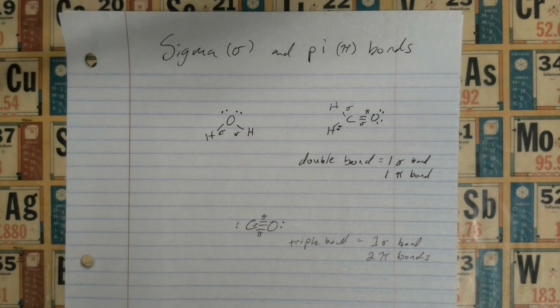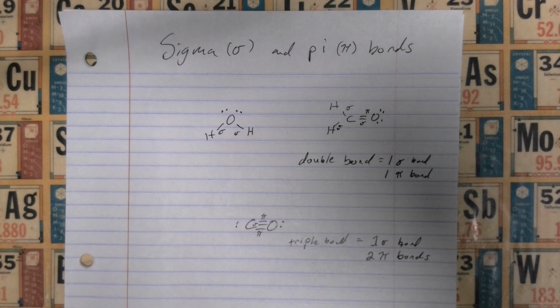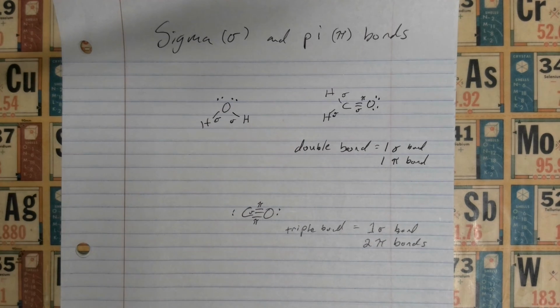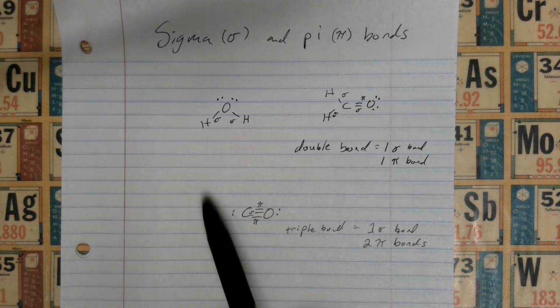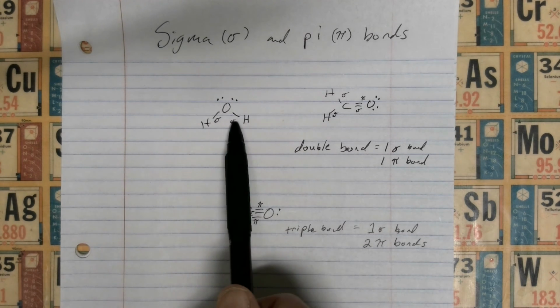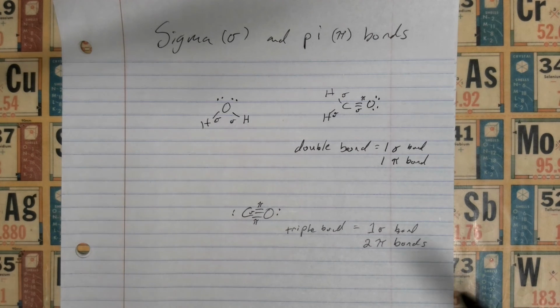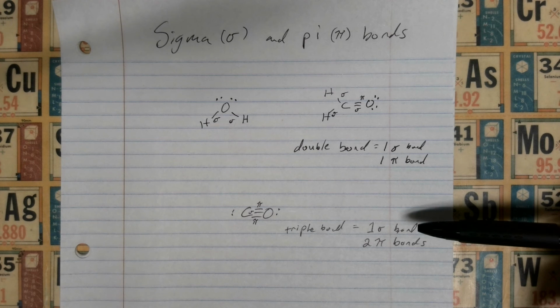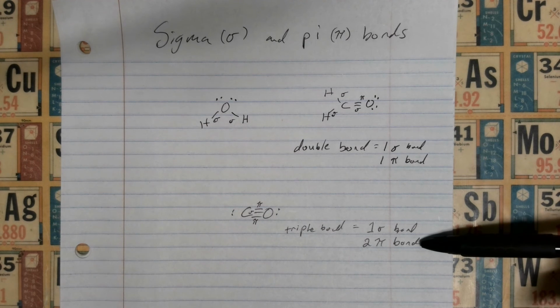Whenever you might be asked to determine how many pi bonds are in a given molecule, or how many sigma bonds, again, just normal single bonds count as sigma bonds. The only pi bonds occur when we're doing double bonds or triple bonds, when we're going to have multiple bonds. And a double bond is a sigma and a pi, and a triple is a sigma and two pi bonds.